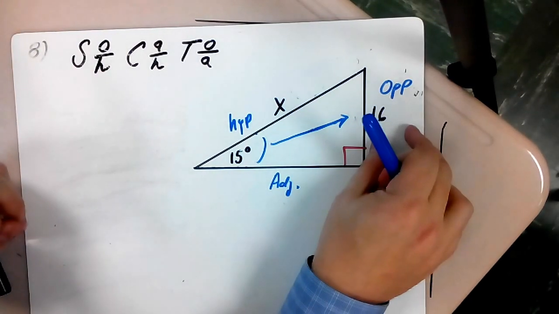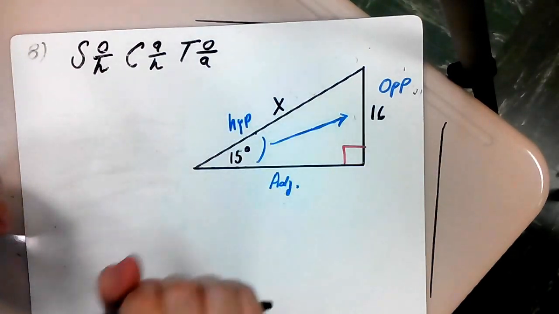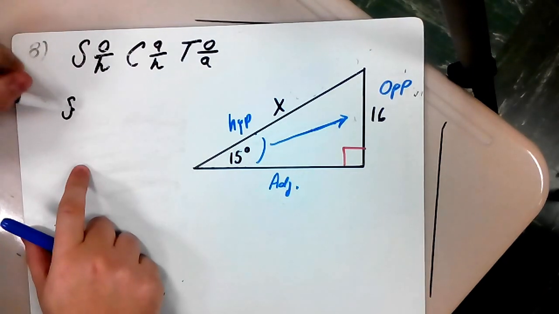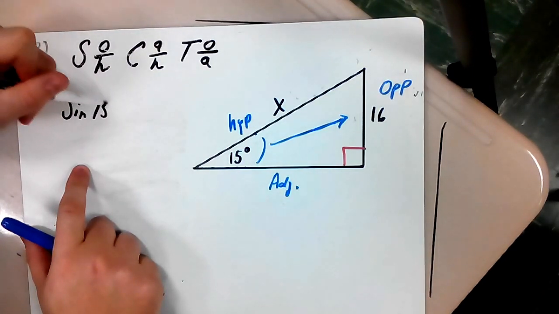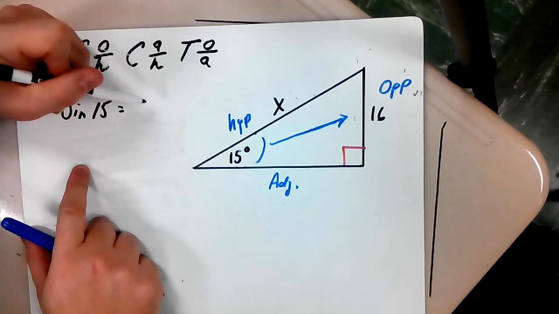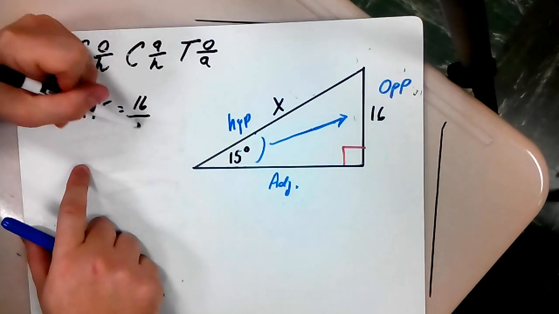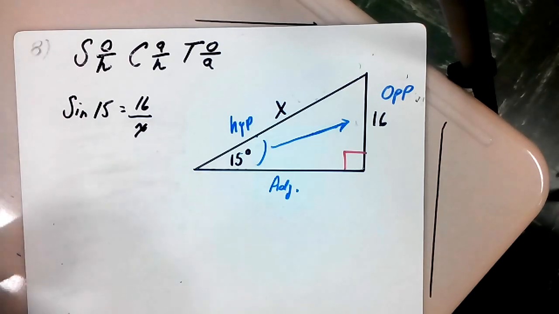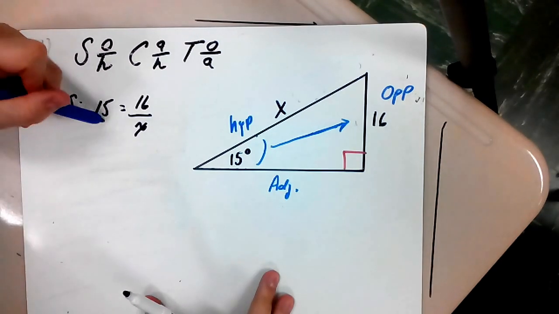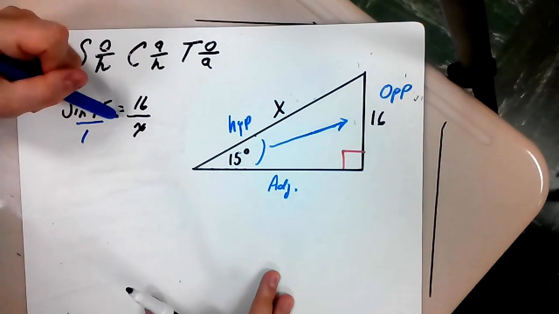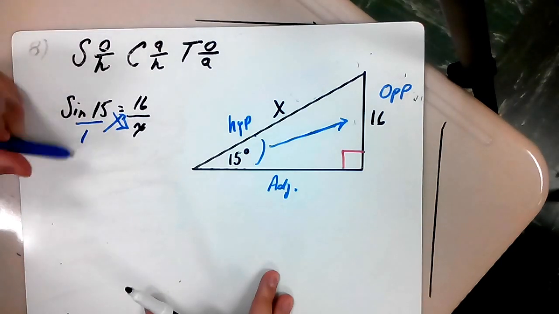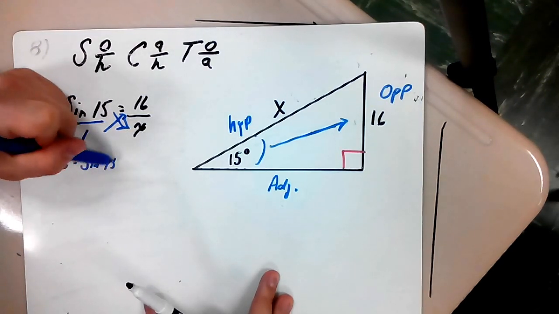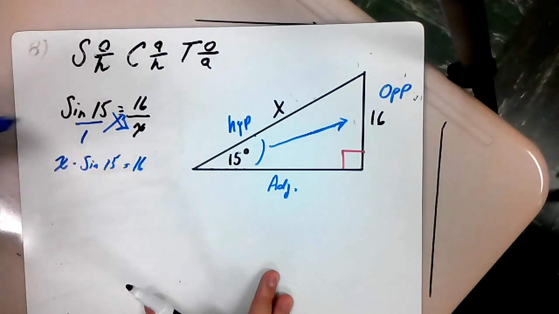They gave me the opposite leg, and they want me to find the hypotenuse, so sine is the one I'm going to use. Sine 15 equals 16 over x. Now, just like before, I'm going to solve by putting a 1 underneath the sine 15, then cross multiplying. So x times sine 15 equals 16.